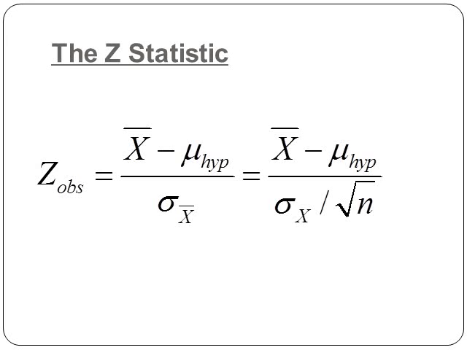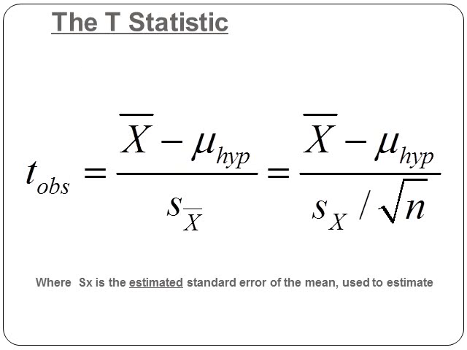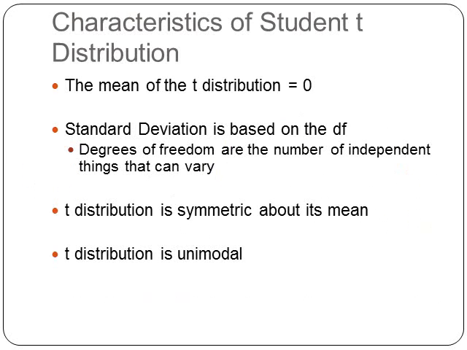Previously, we had a z-test. In the denominator, we had the population value. Now with the t-test, we simply use the estimated standard error of the mean instead of the actual standard error, which uses the standard deviation of the sample. So characteristics, we still have a mean of 0, but the standard deviation is going to depend on our degrees of freedom. And degrees of freedom are the number of independent things that can vary.